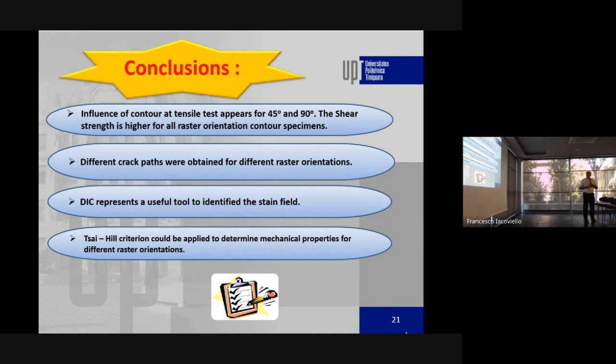We obtain different crack paths for different raster orientations. We use digital image correlation to identify the strains for tensile and shear tests, and we prove that the tensile criterion could be applied to determine the mechanical properties for different raster orientations.